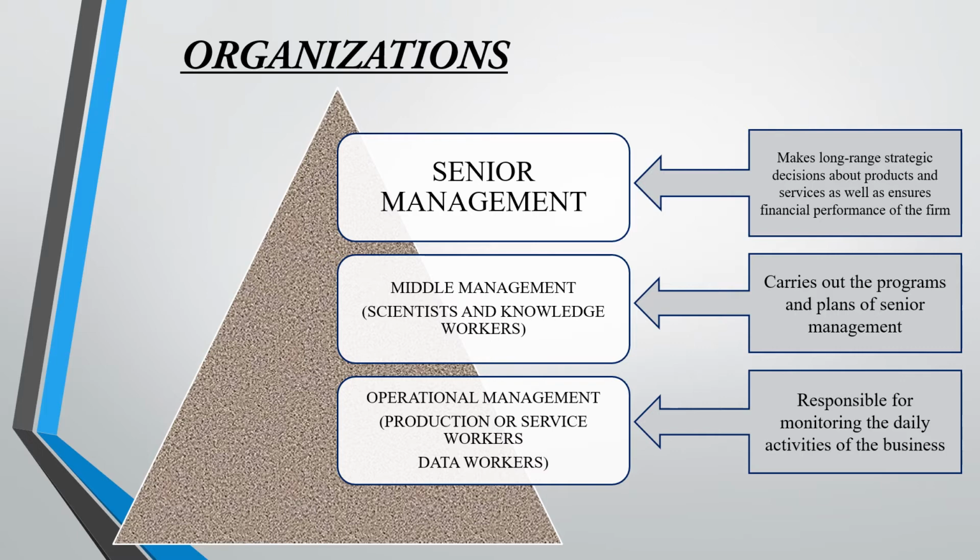The upper level of the hierarchy consists of managerial, professional, and technical employees, whereas the lower levels consist of operational personnel. The upper level in the organizational hierarchy is senior management. Senior management must make long-range strategic decisions about products and services as well as ensure the financial performance of the firm. The next level is middle management. Middle management should carry out the programs and plans of senior management, for example engineers, scientists, or architects. They should design products or services and create new knowledge for the firm.